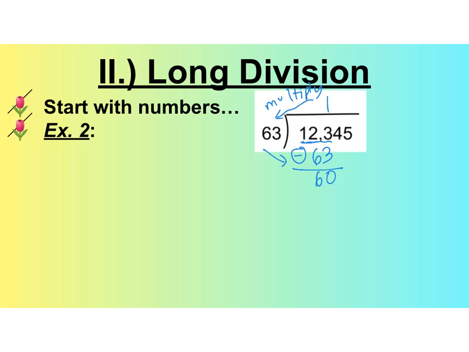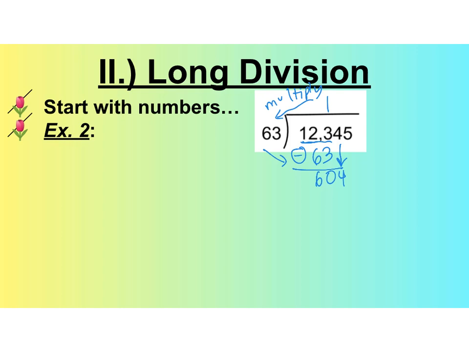And at this spot, this is a self-check. This 60 has to be less than 63. Otherwise, I did not put the correct number up at the top, and I should go readjust. Next thing we do is we drag the 4 down, so we make this become 604. Now, what do I have to multiply 63 by to get 604? Or how many times does 63 go into 604?